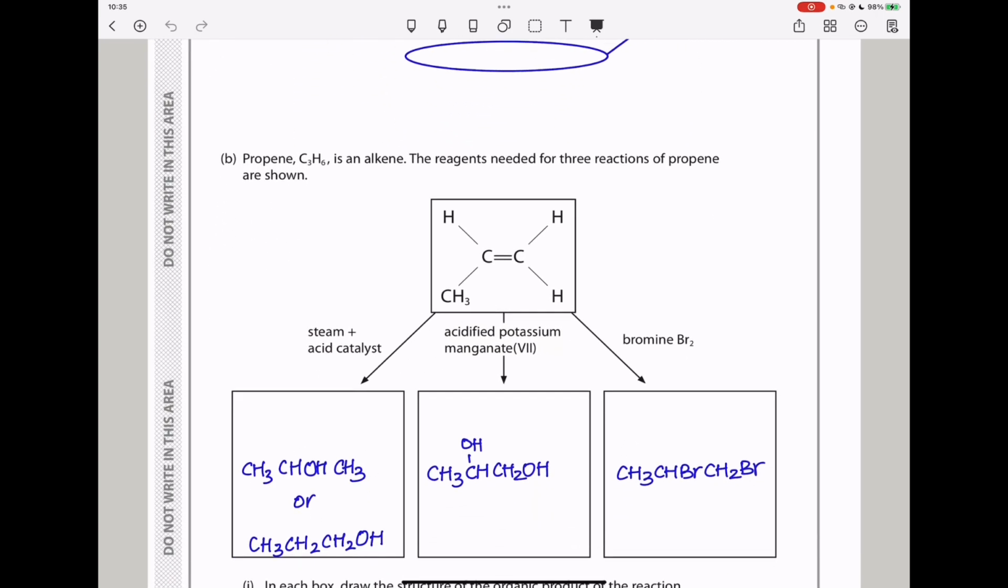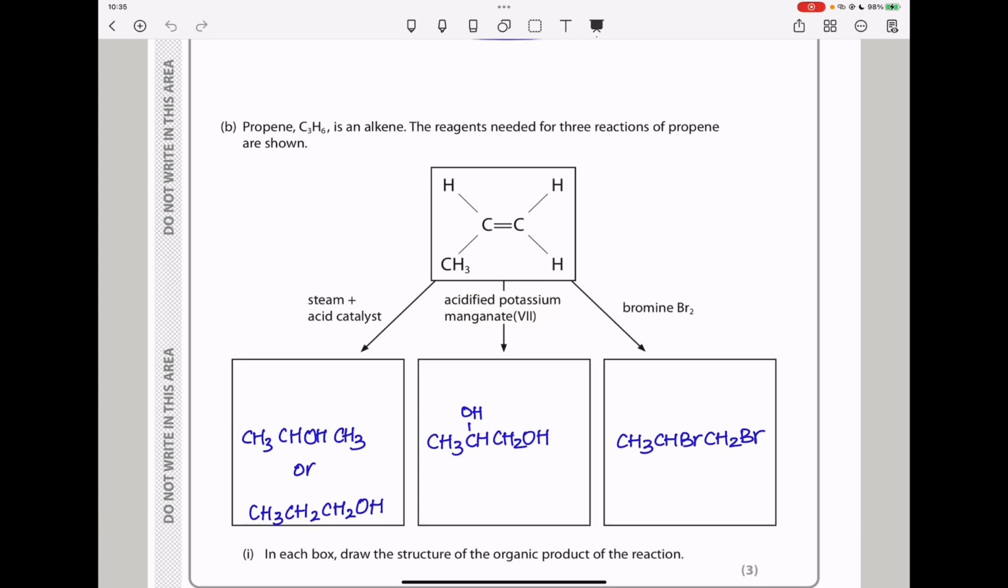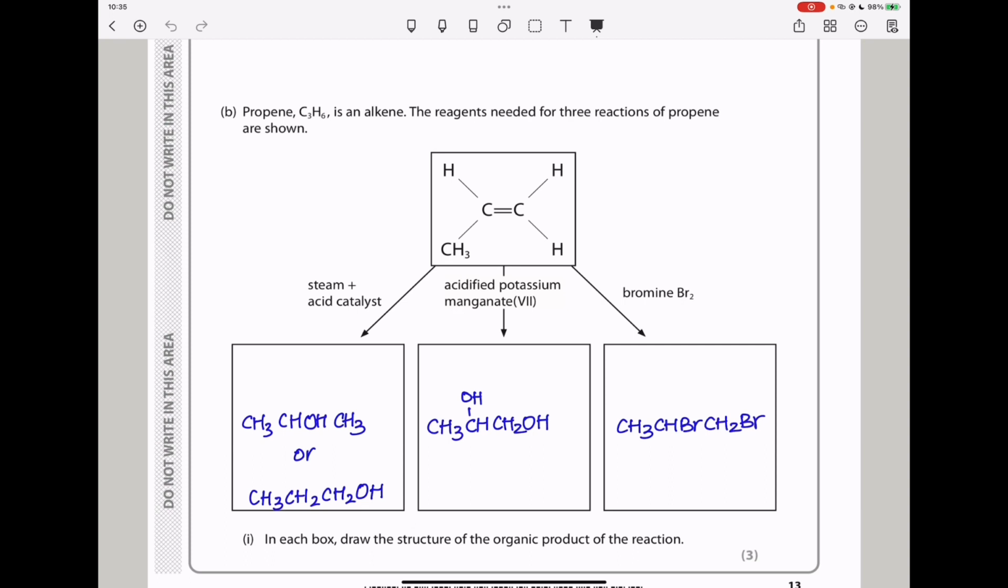Here they say propene is an alkene. The reagents needed for 3 reactions of propene are shown. So we can see here propene is reacted with steam in the presence of an acid catalyst to produce, of course, this acid catalyst is going to be phosphoric acid, and the alcohol is going to be produced, which is going to be this. Either the OH is going to be on this carbon or it will be on this carbon.